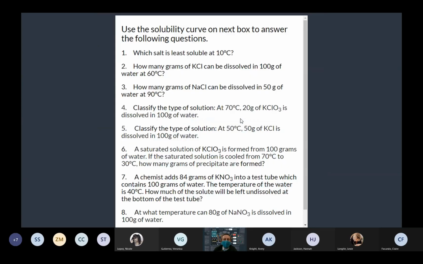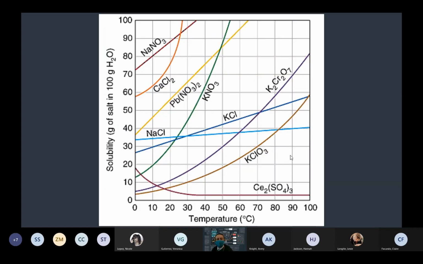I'm going to do one more, just to remind us that we need to be really careful about our units. How many grams of sodium chloride can be dissolved in 50 grams of water at 90 degrees Celsius? So here, where's sodium chloride? That's this light blue line. At 90 degrees Celsius, our solubility is about 40 grams of salt per 100 grams of water.